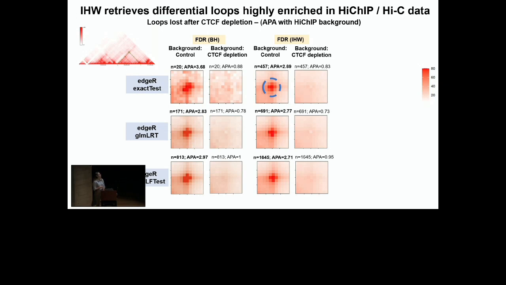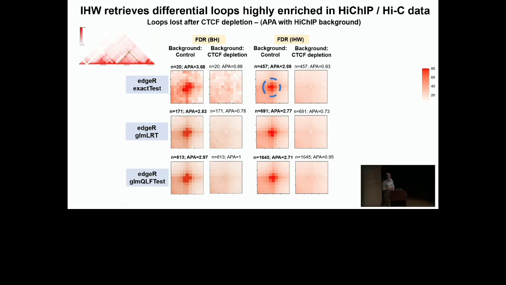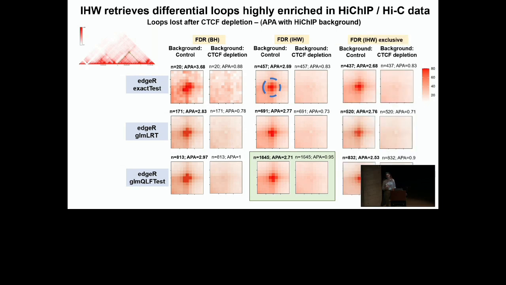It's very similar for the GLM models. We are retrieving good enrichment pattern for both BH and IHW, but here the QLF test is the one that retrieves more interactions. And if we look at the differential loops that are only being called by the GLM, also we can see that they are very enriched in the control background.